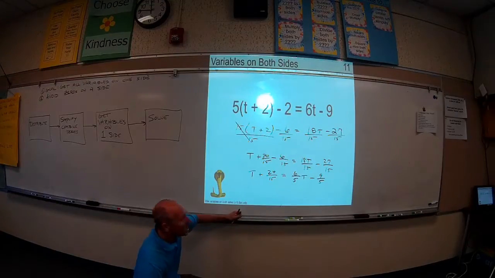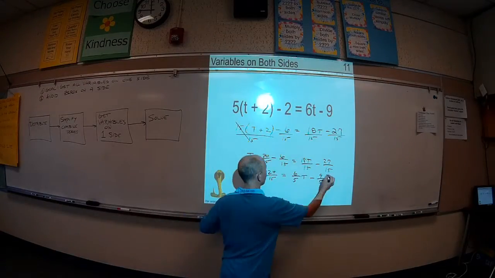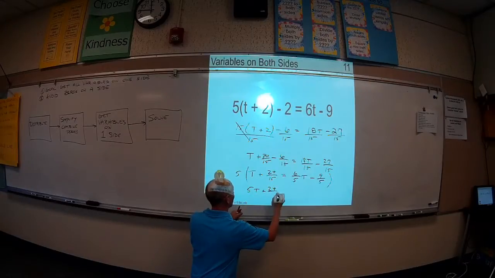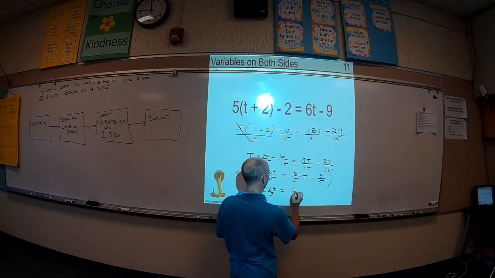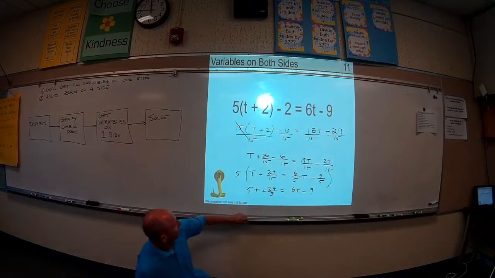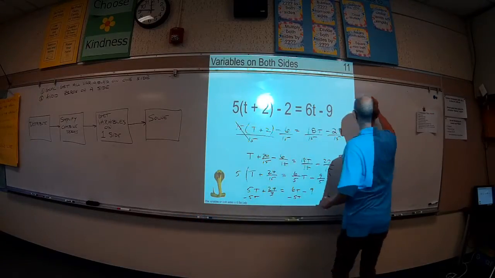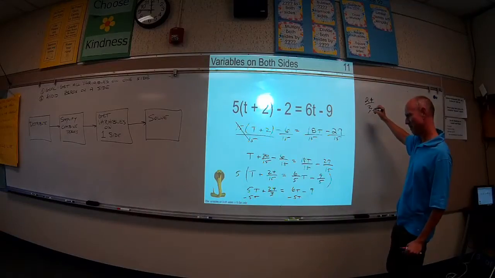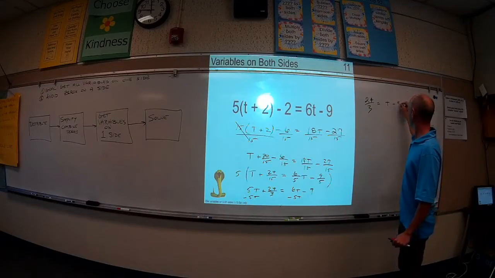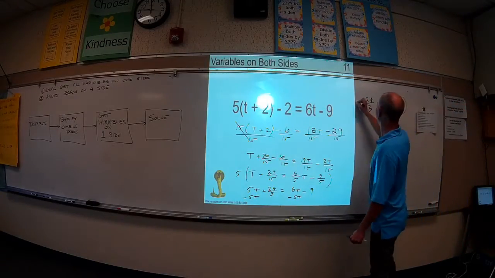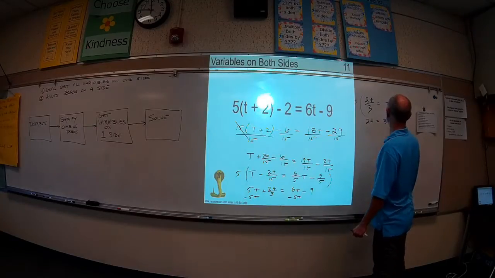Yes. I'm going to multiply everything by 5. 5t plus 24/3 equals 6t minus 9. I'm going to subtract 5t from both sides, minus 5t minus 5t. So that gives me 24/3 equals t minus 9. I'm going to hit everything with a 3. Oh my god. 24 equals 3t minus 27.